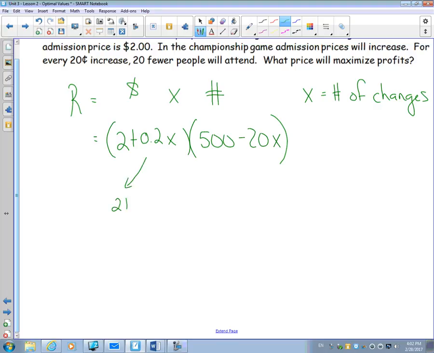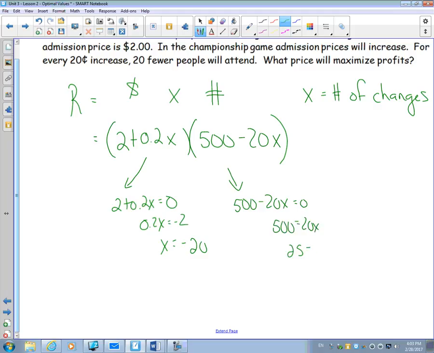If I want to find the zeros, I've got to solve this. 2x equals negative 2, 2x equals negative 10. That's one of my zeros. Oh, sorry, not negative 10, negative 20. Okay, my other zero, 500 minus 20x. So 500 equals 20x. X is 25. So my axis of symmetry will be negative 20 plus 25 over 2. Or in other words, 2.5. And that's one way of doing it, find my axis of symmetry. If you like the idea of using your zeros and averaging them, totally works.